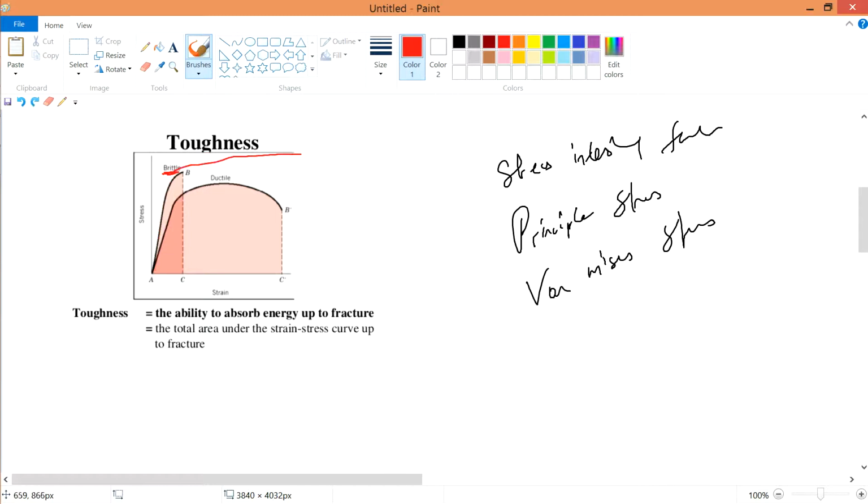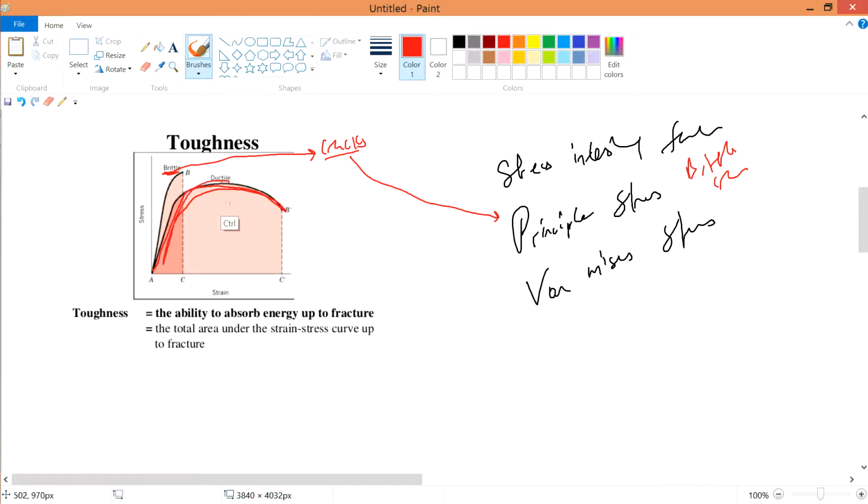Brittle toughness is somewhat about cracks, and about principal stress. So brittle and cracks are linked to principal stress, which is what we found in the previous two videos where we talked about fracture toughness in terms of brittleness. Now we're going to talk about toughness in terms of ductility.